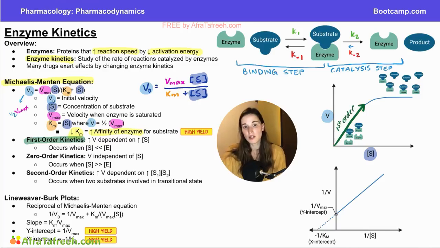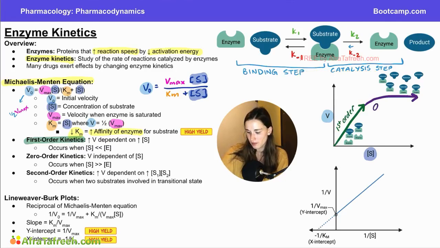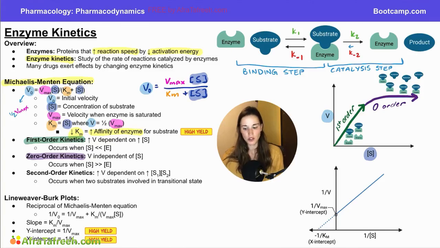Eventually, as the substrate concentration increases, all of the enzymes will be bound to a substrate, and any additional substrate that's added at this point isn't going to have any available free enzyme to bind to. This is known as enzyme saturation, and at this point, the velocity can't increase anymore. You can see that here as this curve starts to plateau. This plateau, where the velocity is independent of substrate concentration, is known as zero-order kinetics. And that's going to happen when the substrate concentration is a lot higher than the enzyme concentration.